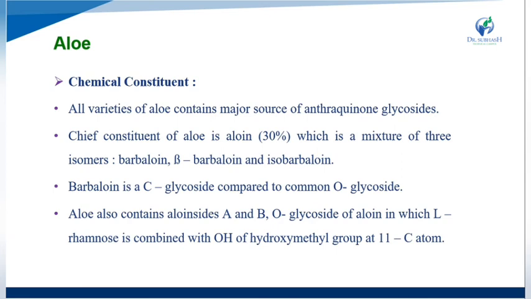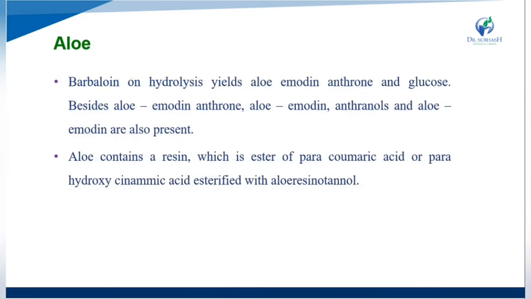Okay, so this is the chemical constituent, and the chief constituent is aloin. Barbaloin on hydrolysis yields aloe-emodin. On hydrolysis, barbaloin gives aloe-emodin anthrone and glucose. Besides aloe-emodin anthrone, aloe-emodin and anthranols are present in the chemical after the hydrolysis process of the barbaloin.